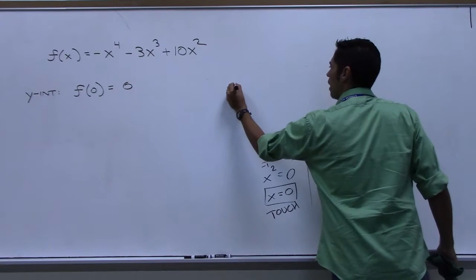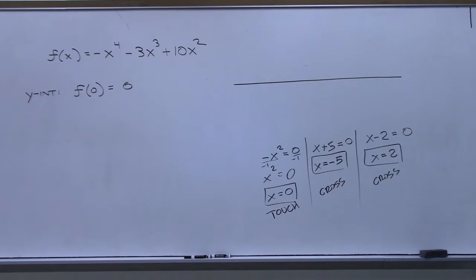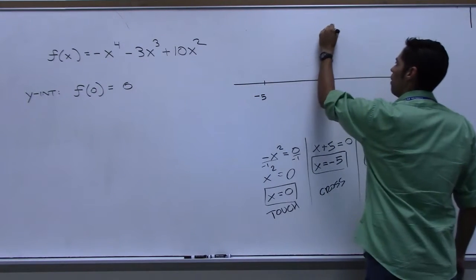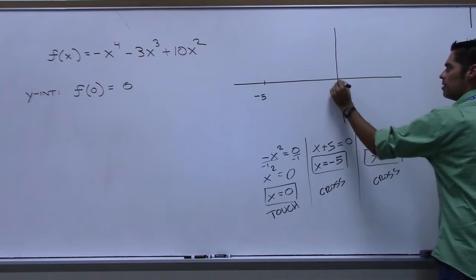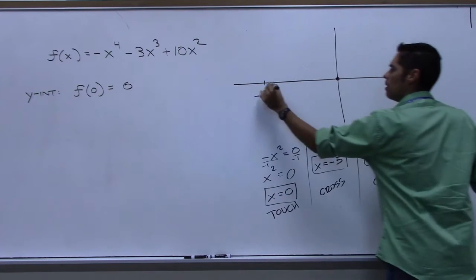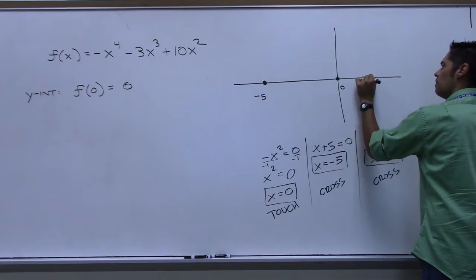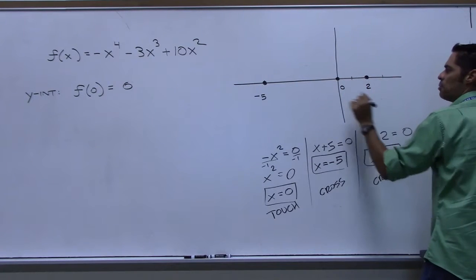All right, so on my x-axis I'm going to have 3 points. Make sure you put them in order. -5, oh, let me put my y-axis here. -5, 0, and +2. You can put little dash marks if you want.